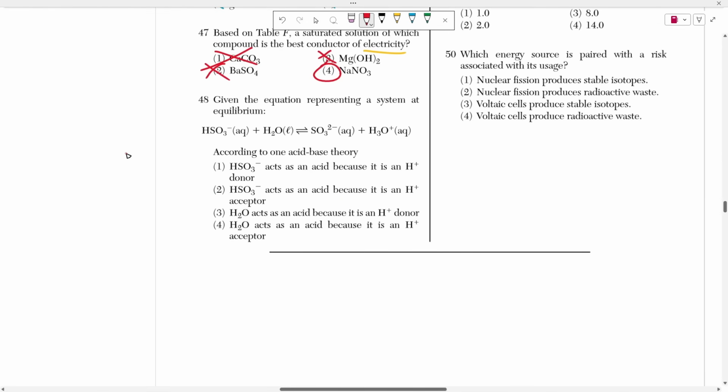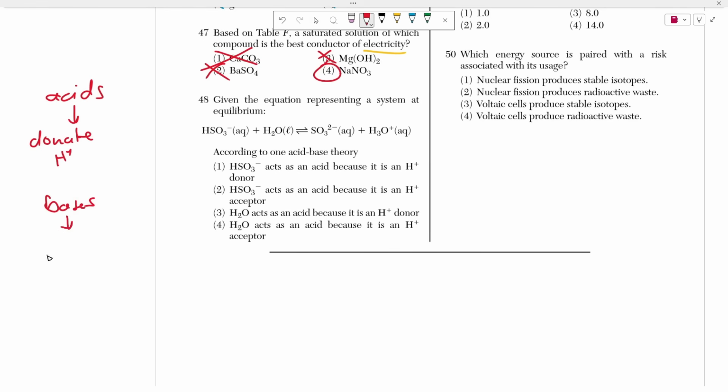Number 48 asks, given the equation representing a system at equilibrium, according to one acid-base theory, what happens? Well, you know that acids donate H plus, or donate their protons, and bases have to accept H pluses. So let's look at what happens here. We started with HSO3 minus plus H2O, and what did we end up with? Well, we end up with SO3 2 minus.